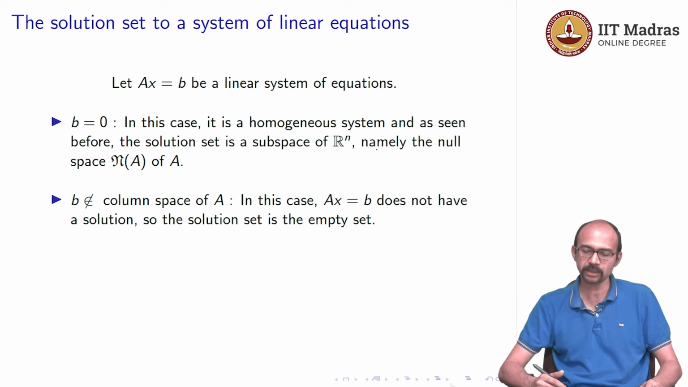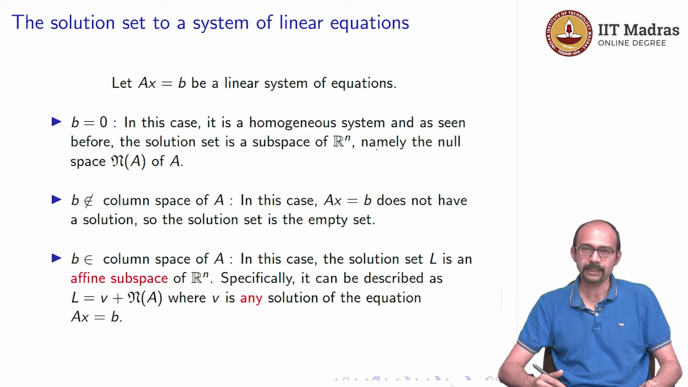Okay, so these two cases we have seen before, and we know exactly how they behave. What we want to do in this video specifically is address the third case. Suppose b lies in the column space of A. If b is 0, then we are back in case 1, so nothing to do. So if b is not 0, then how do I deal with it?